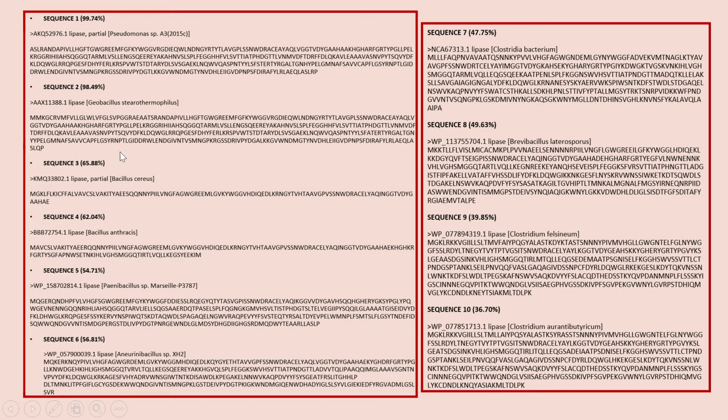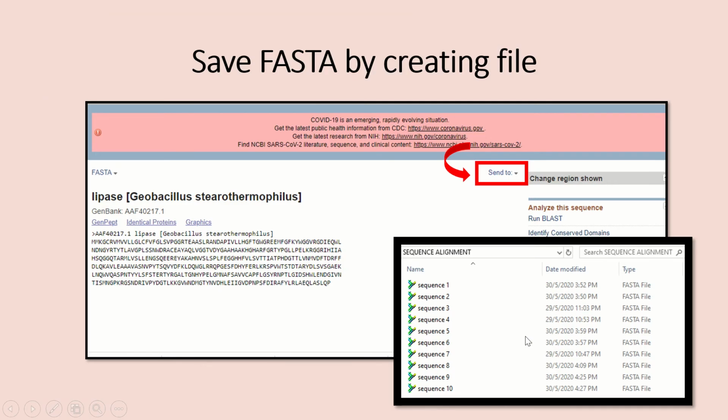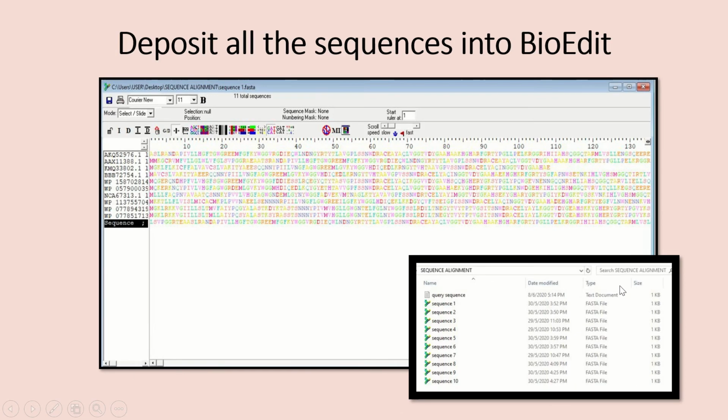So we need to copy all of the sequences needed into one document. However, we also need to save the FASTA by creating the file. Beside the amino acid sequence of the desired lipase, we can see the send to. Click on the send to, click on file, click on create file. So we can save all of the sequences in one file.